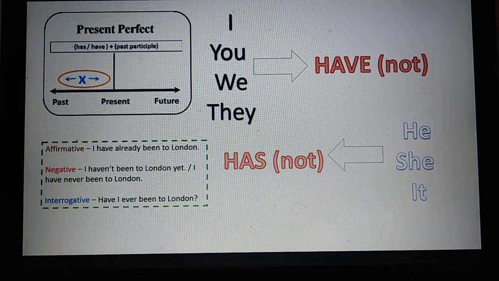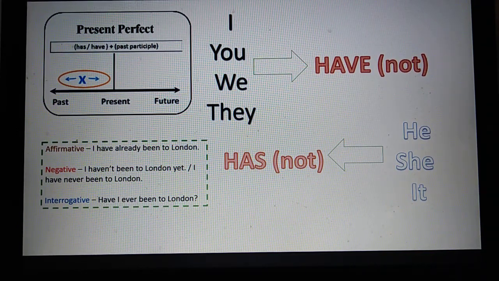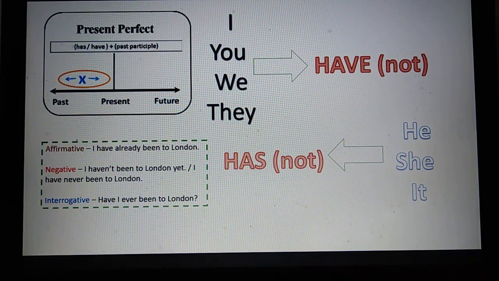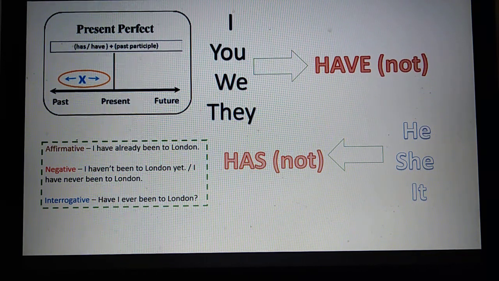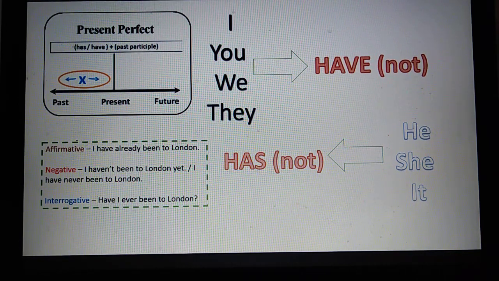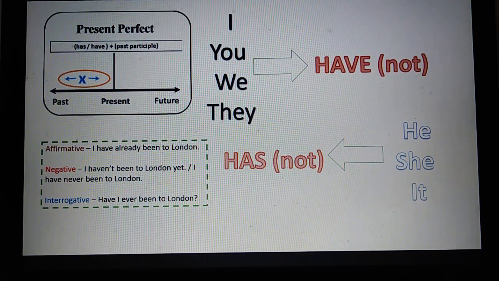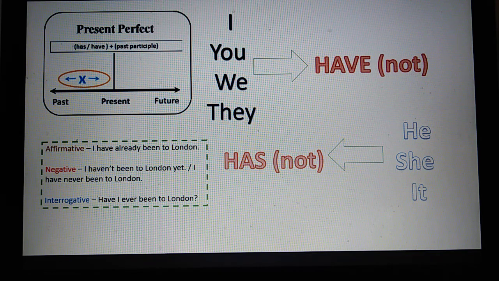We have affirmative: I have already been to London, which means up to now I have already been to London. Okay, so the result is that I have been to London. Negative: I haven't been to London yet, which means the effect of this sentence is that still I haven't been to London yet, or have never been to London. Then the interrogative form is, as you know, we invert the subject and the verb. So I changes place and have changed place. So, have I been to London?